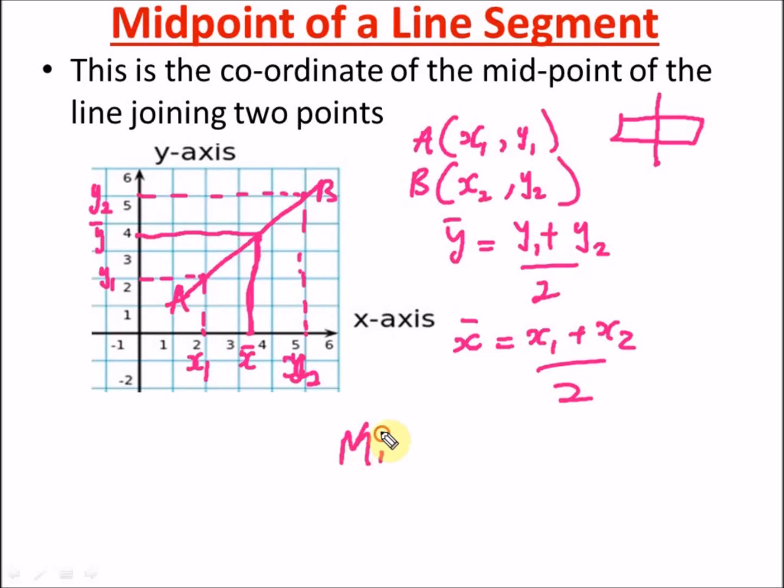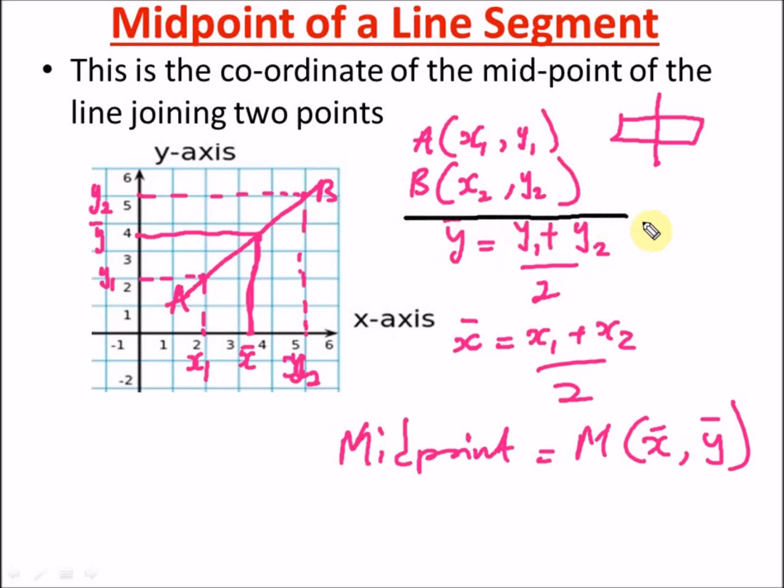So our midpoint is simply this: once you solve this, we have x bar comma y bar. This is how we find our midpoint. This is the formula you use to find your midpoint. Please kindly note all these formulas by heart.